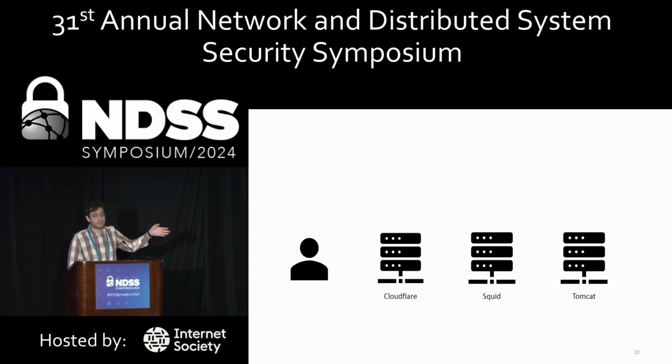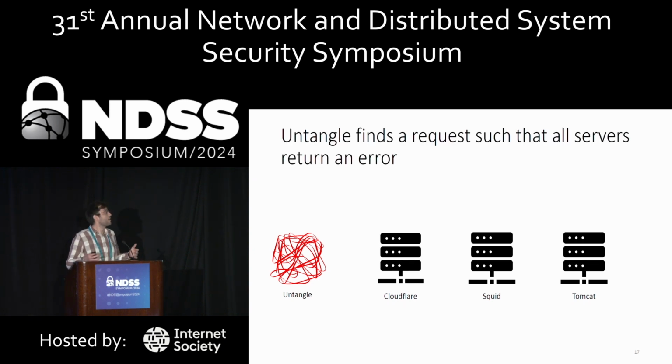So Cloudflare forwards to Squid, Squid forwards to Tomcat, and we want to fingerprint the target. So we utilize Untangle over here. As a first step, Untangle goes and tries to find a request such that all of the servers return an error. The idea is that if we want to detect layer 1, we make sure that it won't be forwarded from the first layer. So we want the first layer to return an error.